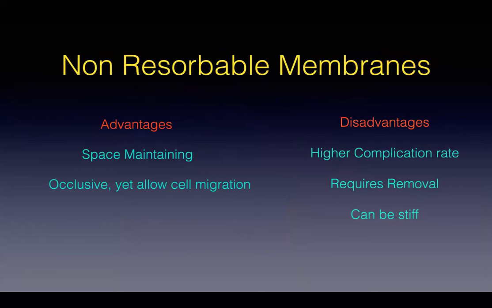So the advantages of this is space maintaining and occlusive, yet allows cell migration. So it avoids fibrous tissue formation. Disadvantage, a higher complication rate. And this really occurs if, let's say, you put too much tension on the soft tissue, or, since they're stiff too, they can sometimes poke through the tissue, causing a perforation and exposure. So you've got to be careful with that.